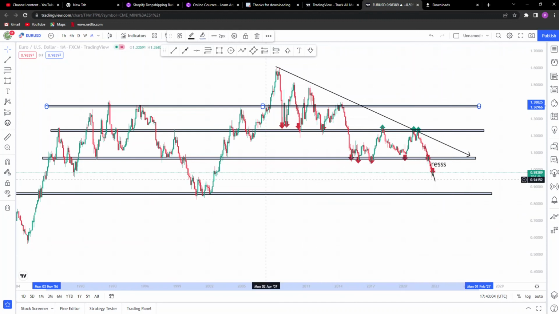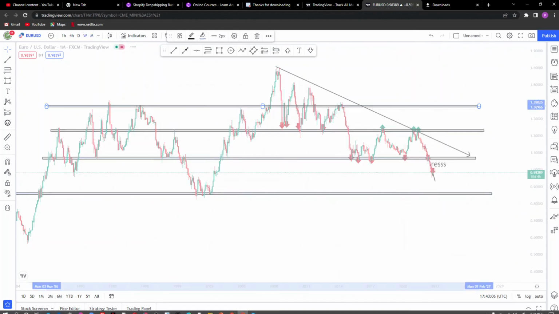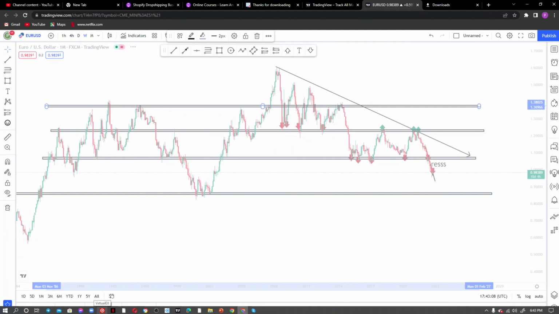You want to draw them on a higher time frame. You come down on the weekly time frame to check them if they're adjusted. You adjust them properly on the weekly time frame.